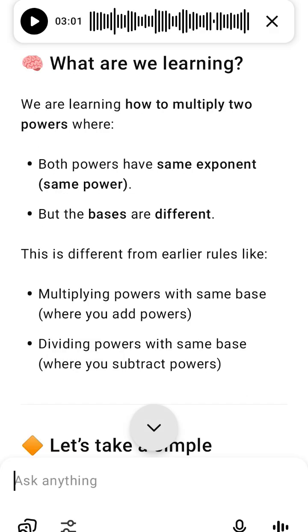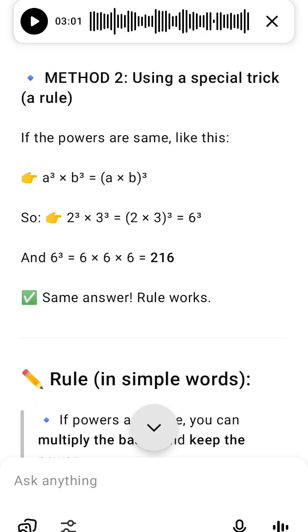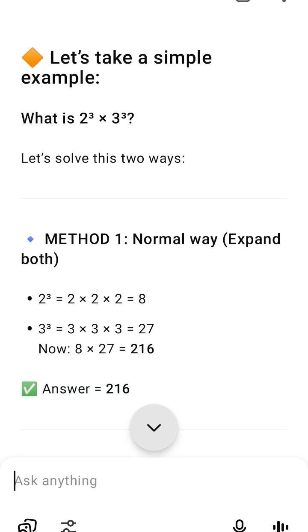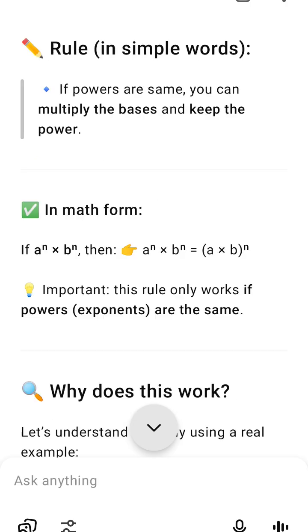Rule: a^n times b^n equals (ab)^n, where a and b are any number or variable, like 2, 5, x, y, and so on. n is the exponent and must be the same in both. Examples: 2^3 times 3^3 equals (2 times 3)^3 equals 6^3 equals 216. 4^2 times 5^2 equals 20^2 equals 400. x^n times y^n equals (xy)^n. (-2)^3 times (-3)^3 equals 6^3 equals 216.